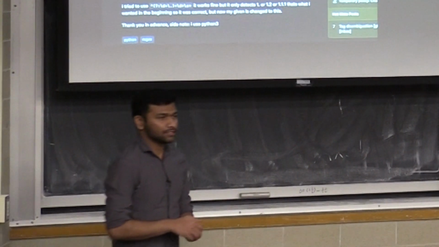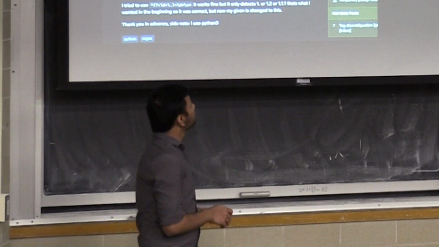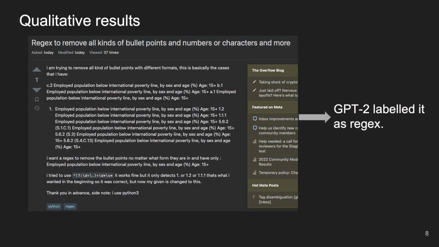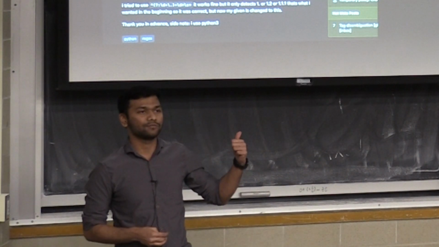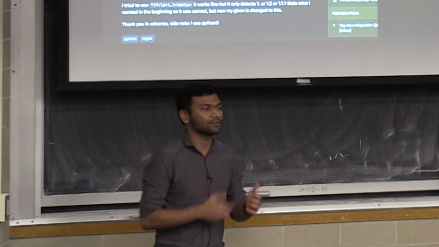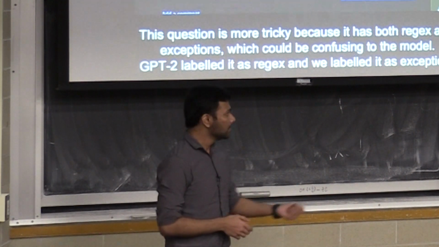Okay, let's look at some examples. This question talks about regular expressions. That is fairly easy, doesn't have any confusing terms, and is well explained. GPT-2 also labeled it correctly as regular expressions. This is the best case scenario for our model, where the question belongs to one particular class or label.